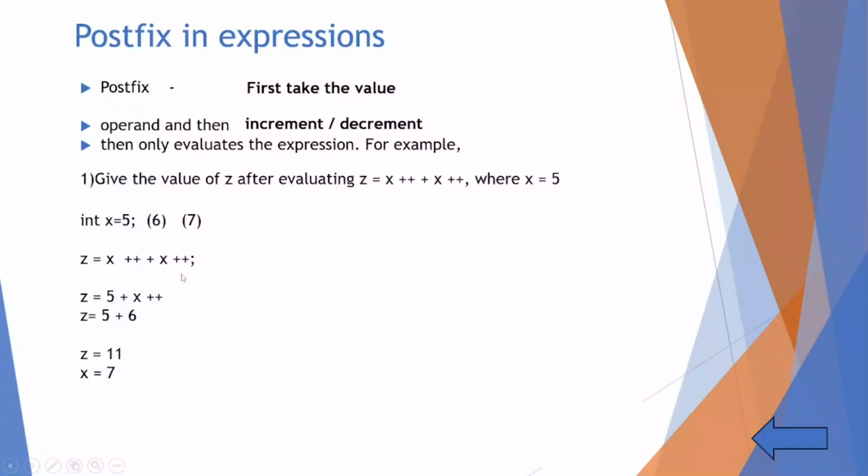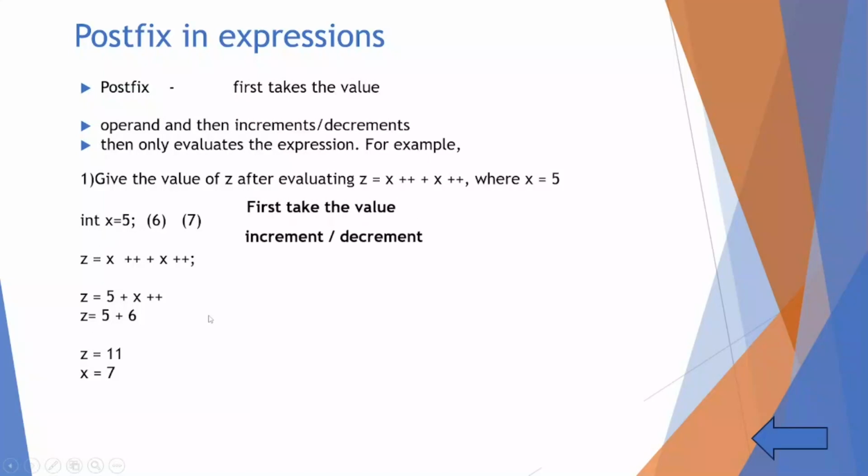So what is meant by post increment? First take the value. So we have taken 5, and then increment or decrement. So we have incremented to 6. Now another x plus plus. So first take the value 6, then increment, 7. Now evaluate. 5 plus 6 is 11. And x's final value is 7.